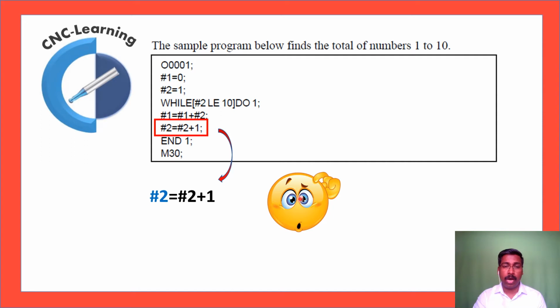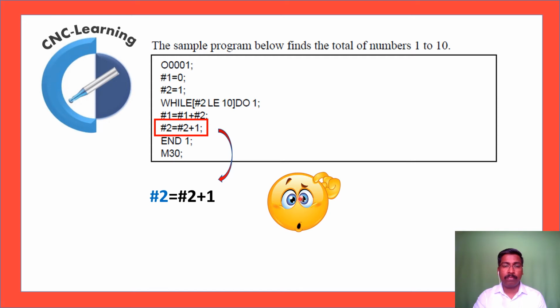So as long as the value of hash 2 is less than or equal to 10, this loop will continue executing. So this while statement is used to loop. This statement is called a conditional branching statement.